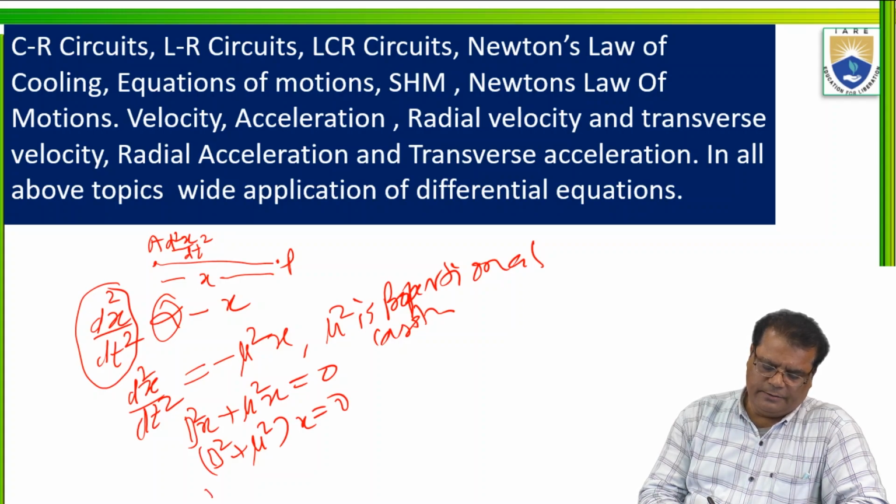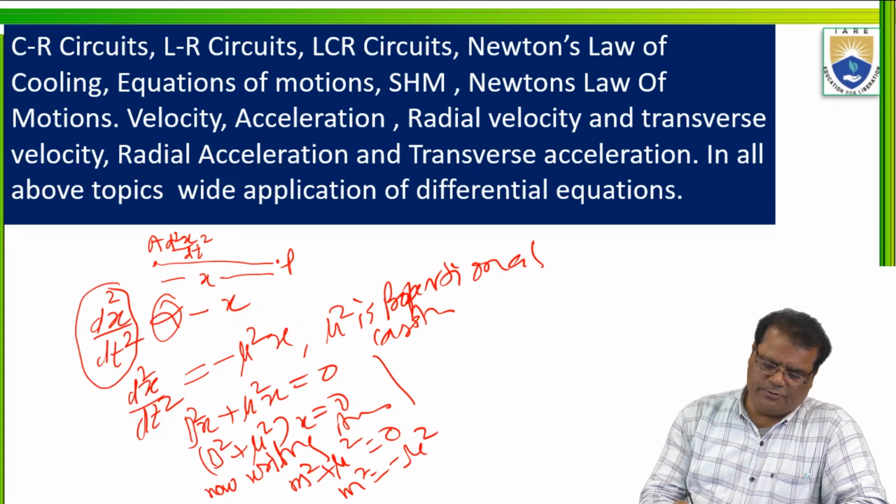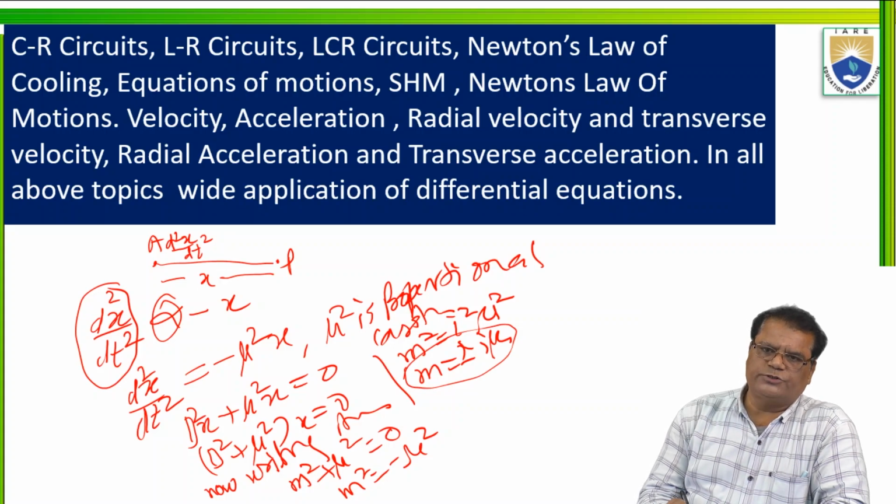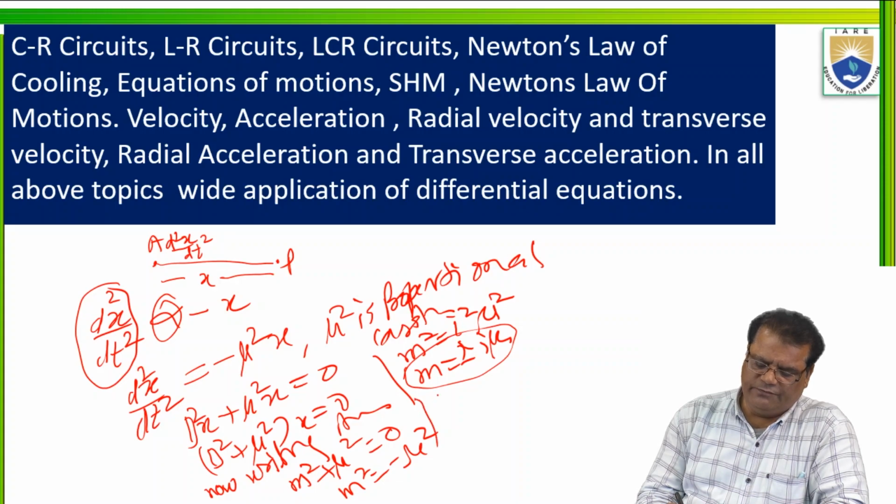Now writing the auxiliary equation: m square plus mu square equals 0. So m square equals minus mu square. So m square equals i square mu square. So m equals plus or minus i mu. These are the roots of the auxiliary equation, m equals plus or minus i mu. So here we find the complementary function, CF, which is equal to x equals C1 cos mu t plus C2 sin mu t.